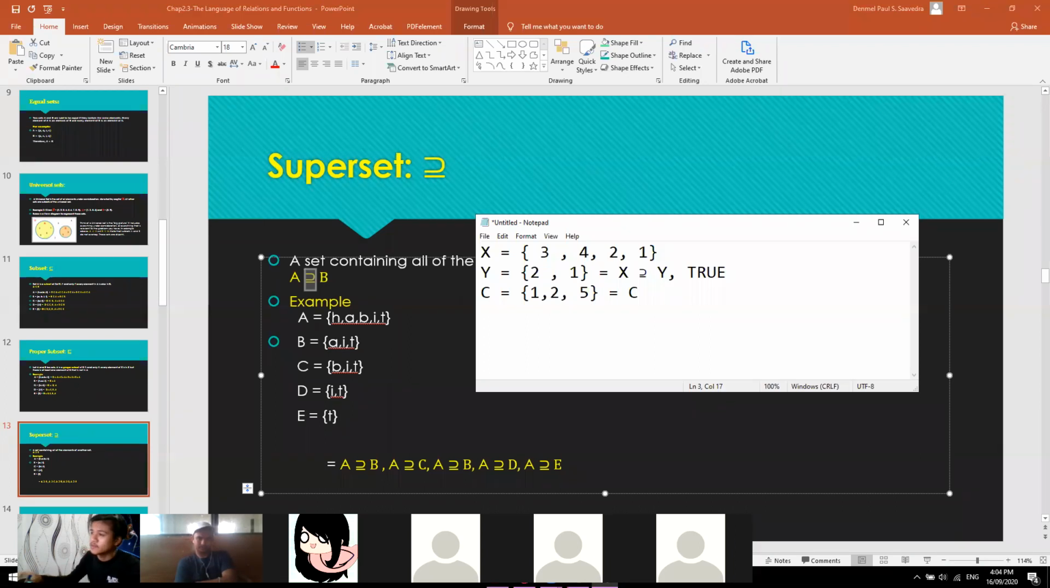Can we say that X is a superset of C? No, sir. This one is false, since in this set, hindi natin mahanap yung 5. Okay? So, dapat sa superset, meron lahat siya nung subset niya. Like your Y, meron siya nung 2, 1 dito. So, we can say that X is a superset of Y. But C is not a superset of X since hindi natin mahanap yung 5.